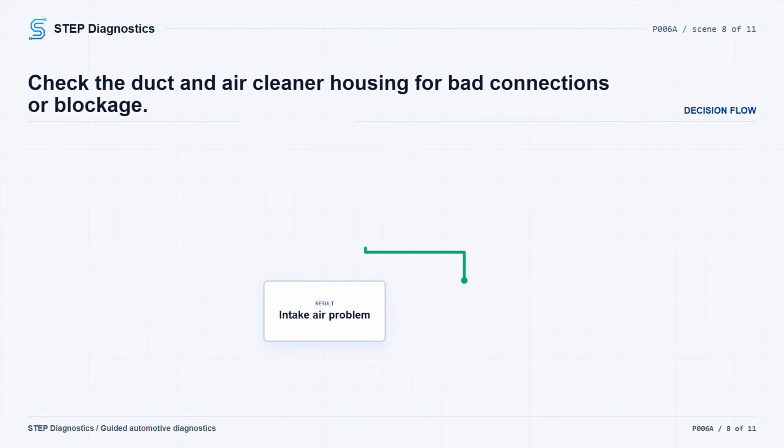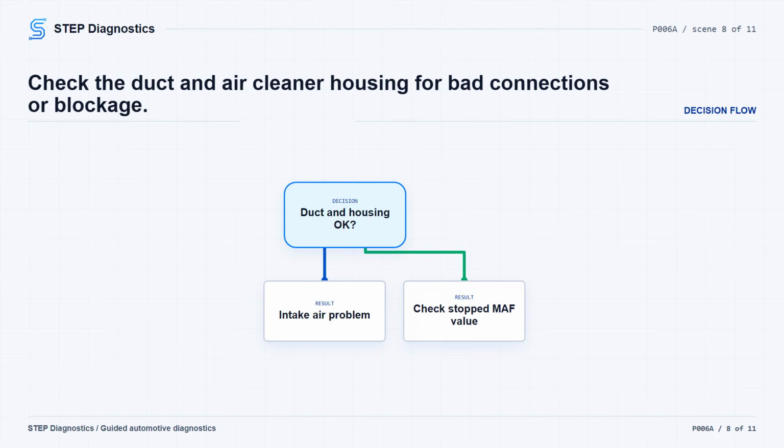Next, focus on the intake air duct and air cleaner housing. Check that the connections are okay and that there is no blockage. If that inspection is abnormal, the diagnostic direction stays with an intake air system problem.